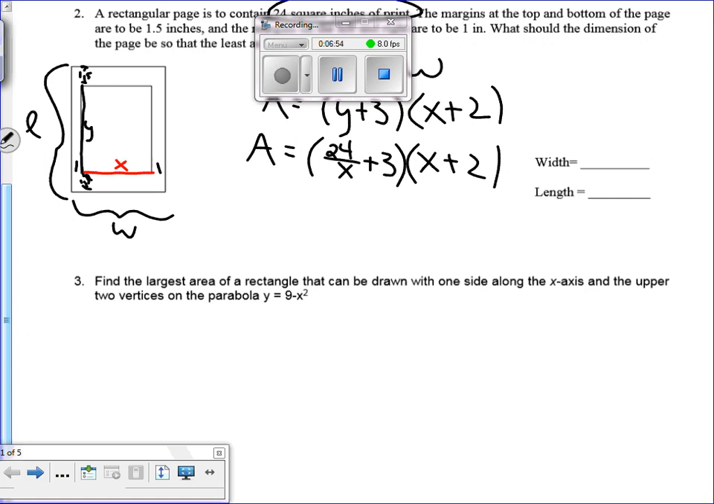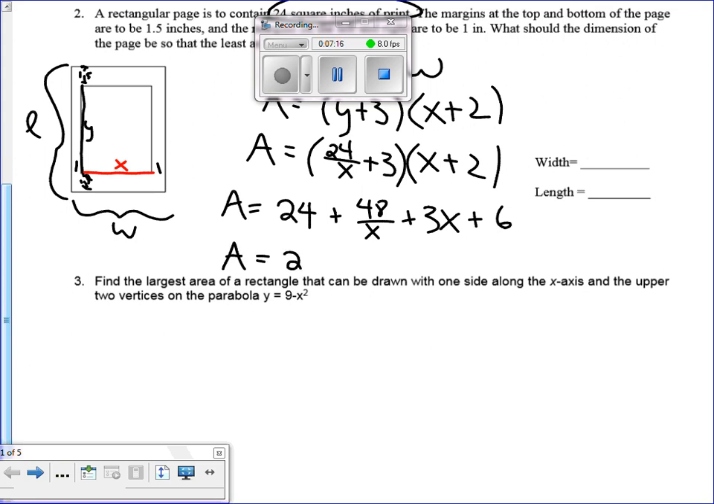Okay, so when you multiply it out, I don't know, you kids use the box method. I just double distribute. So 24 over x times x is just 24. 24 over x times 2 is 48 over x. 3 times x is 3x. Plus 3 times 2 is plus 6. So the area that I have is, oh, I can combine the 24 and the 6. Let's just make that 30. So it's 30 plus 48 over x. I'm just going to write that as 48x to the negative 1. That way I don't have to use the quotient rule to get the derivative. And then plus 3x.